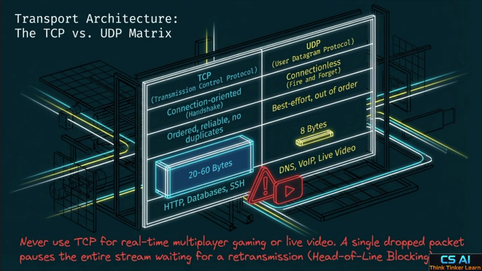So when do you use TCP and when do you use UDP? This matrix is a cheat sheet. TCP is connection-oriented, reliable, and ordered, perfect for HTTP, databases, and SSH. But UDP, it's fire and forget. It's connectionless, fast, and best effort. Don't use TCP for real-time multiplayer gaming or live video. Why? Because TCP is too polite. If one packet drops, it pauses the entire stream to wait for a retransmission, leading to head-of-line blocking. In live video, you'd rather drop a frame than suffer the entire stream.